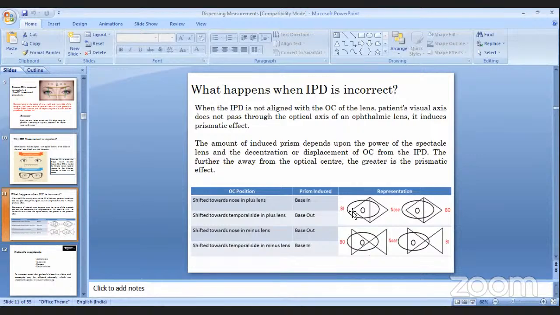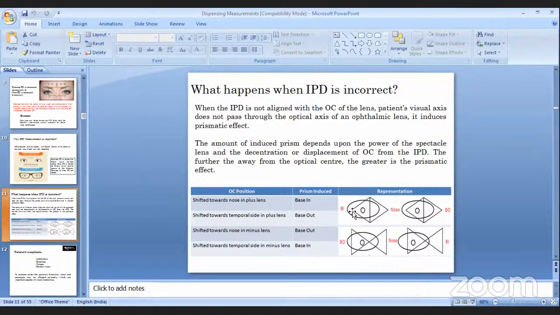When the PD is not aligned with the optical center, it induces prismatic effect. And the amount of prismatic effect depends upon the power and the decentration of the optical center, or deviation of the optical center from the IPD. ज़्यादा पावर होगा तो ज़्यादा prismatic effect induce होगा, कम पावर होगा तो कम prismatic effect induce होगा. और यदि displacement ज़्यादा है, मतलब incorrect PD ज़्यादा हो गई तो ज़्यादा prismatic effect होगा, और यदि कम है तो कम prismatic effect होगा.